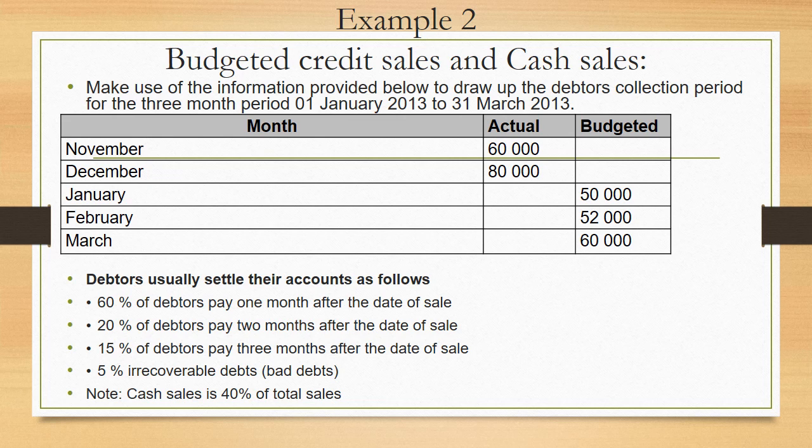And then 20% of the debtors pay 2 months after the date of the sale. So this is 60 days from the transaction month. 15% of the debtors pay 3 months after the date of the sale. This 15% is paid 90 days after the transaction month, which is 3 months. And then 5%, we write it off as bad debt or irrecoverable debt.